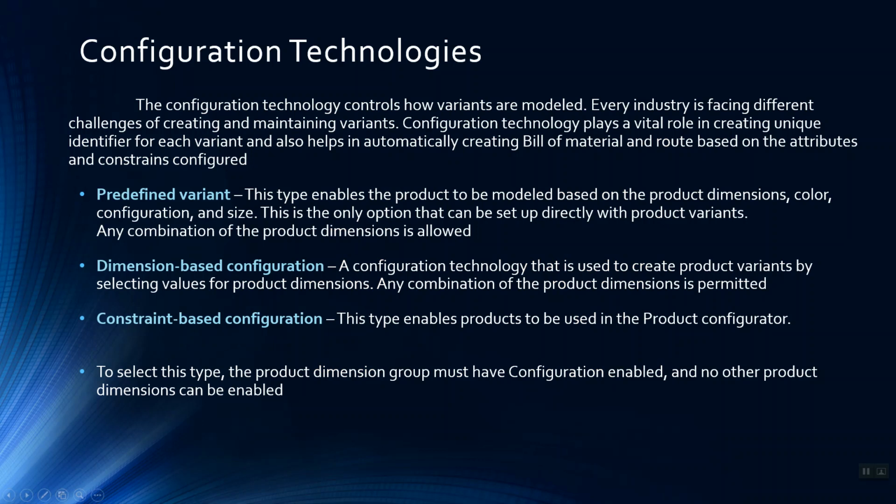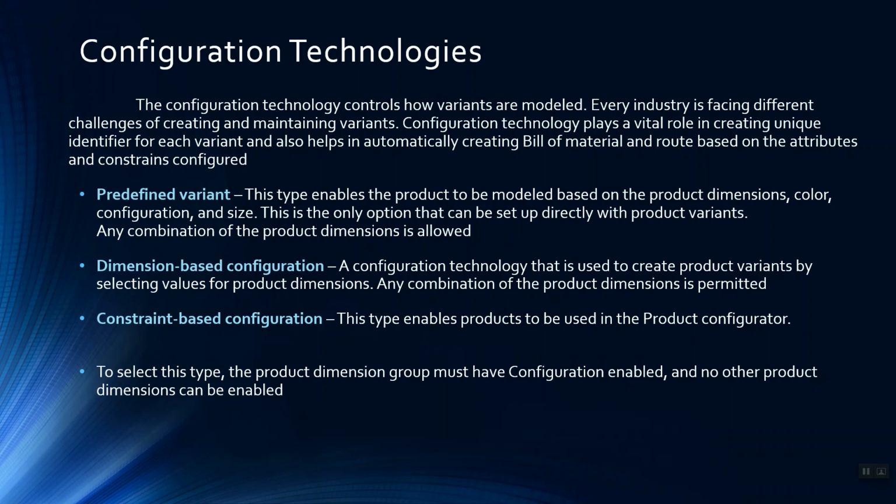Once you define which type of variant item you want to create, and only if a product has variants, then these configuration technologies will be used and come into the picture. I'm not going in depth about this configuration technology, but this is very important in manufacturing, because all the three configuration technologies play a vital role in deciding the cost of the product.